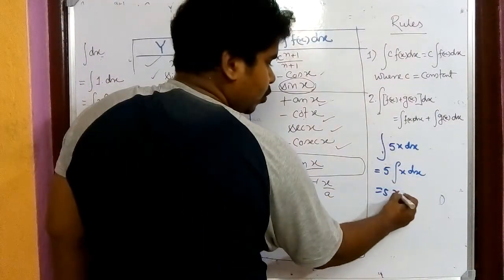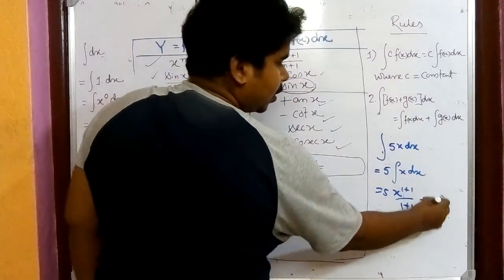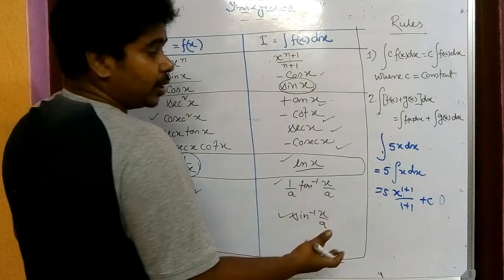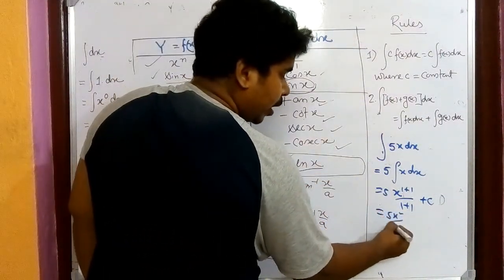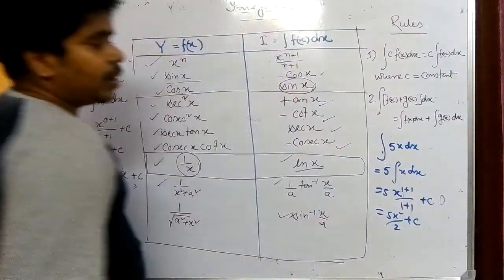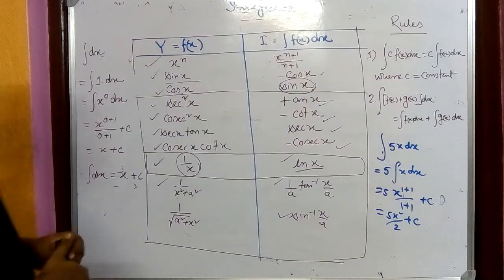So it is x to the power 1 plus 1 by 1 plus 1, plus c, as there is no limit. If there is a limit, then upper limit minus lower limit. So it is 5x square by 2 plus c. Just like that, when a constant is given, the constant will come outside.